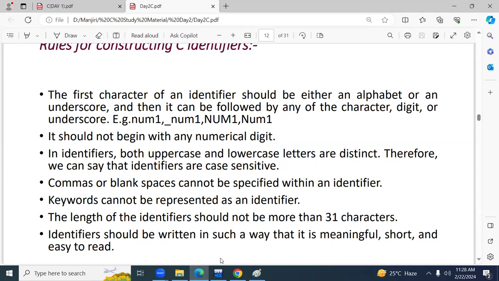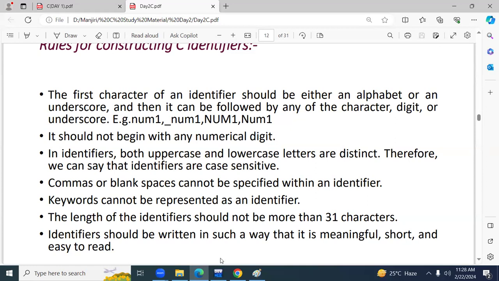Then both uppercase and lowercase letters are distinct. Distinct means they have a distinct meaning. We cannot say the uppercase letter and the lowercase letter are the same. In English it is considered the same, but in C programming it is not. That's why C is known as a case sensitive language. Uppercase and lowercase are treated differently. Any language known as case sensitive always considers uppercase and lowercase differently. So please focus on this word, case sensitive.